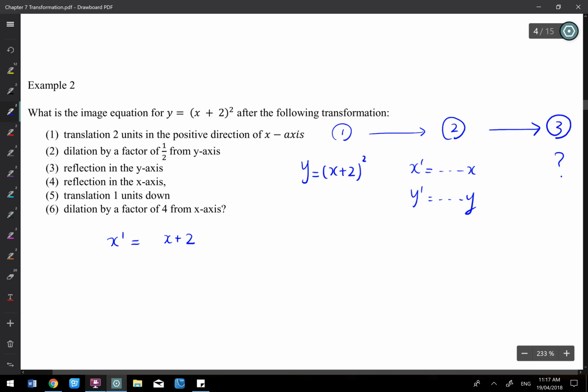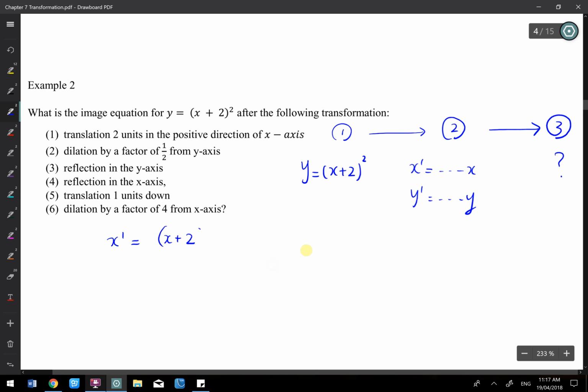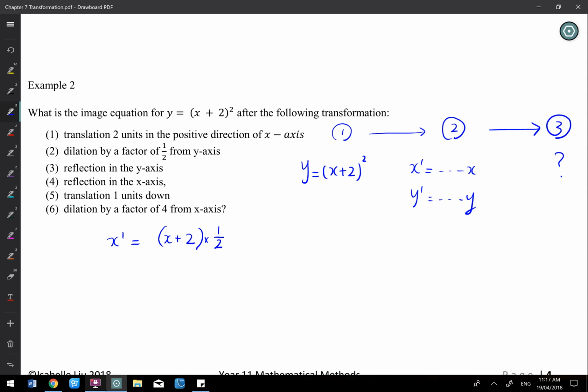Okay, the next one is dilation by a factor of a half from the y-axis. What is changing? X is changing. So it's a half of the original. But your original one has become x plus 2. Also remember, your calculation order must be the same as your transformation order. Therefore, we need to bracket this and then times that by a half. It will be the same as a half x, but your x now is x plus 2. Like it has changed already. So we times a half on that.